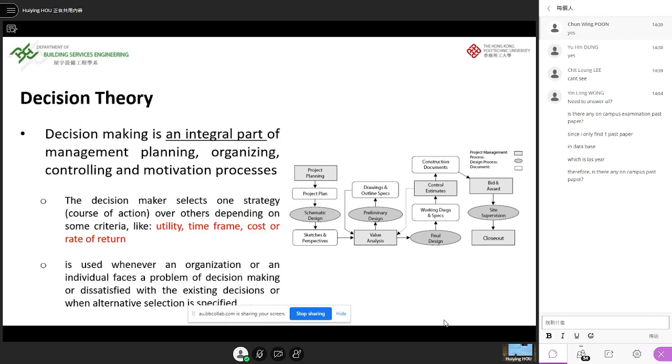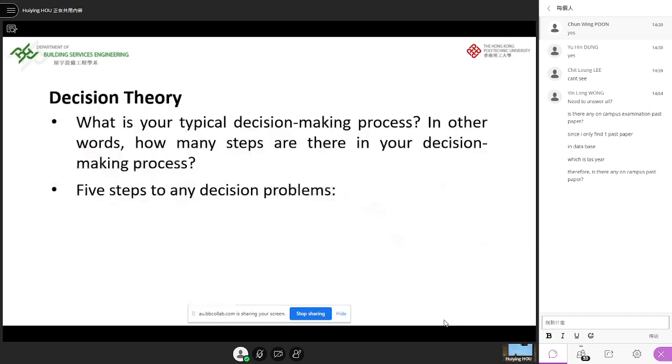So decision theory is, first of all, how an individual makes decisions, the process of making decisions, and also how we transform those decision making steps into mathematical or logical steps in order to guide us through decision making to make effective and reliable decisions.